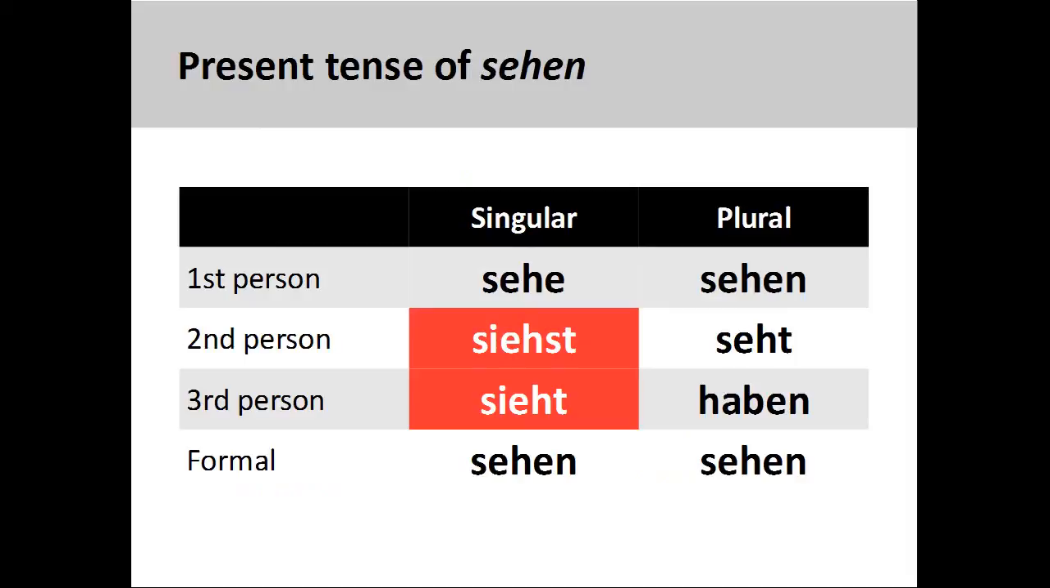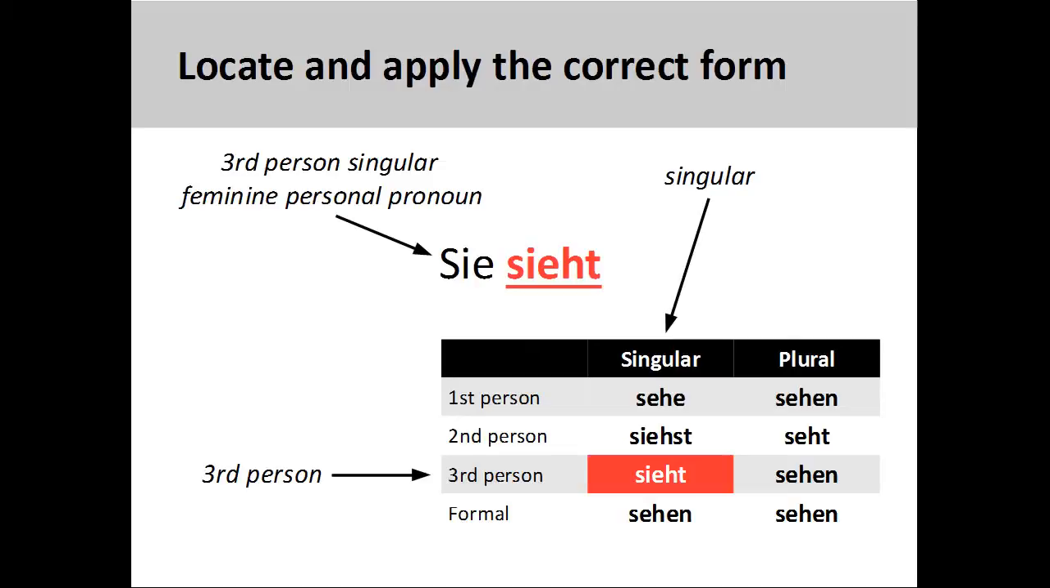You will note that this conjugation pattern retains all the endings found in the conjugation pattern for regular verbs, but that the verb stem in the second and third person singular shows a vowel change from E to the double vowels IE. The sentence sie sieht, she sees, shows the correct third person conjugation.